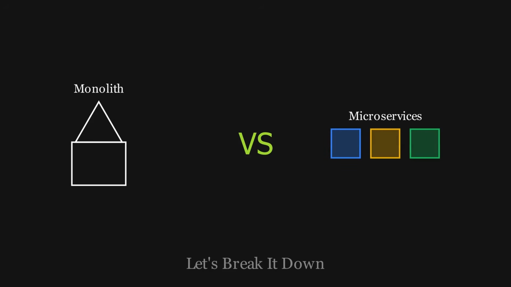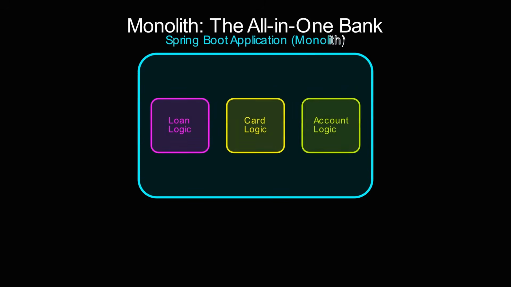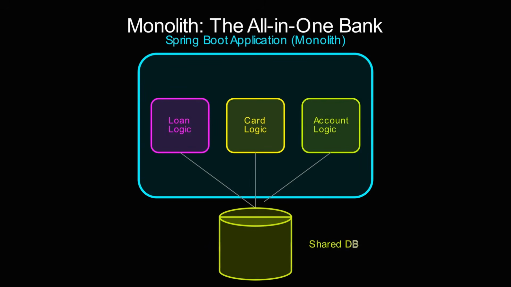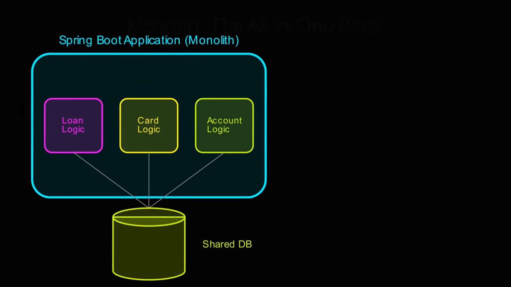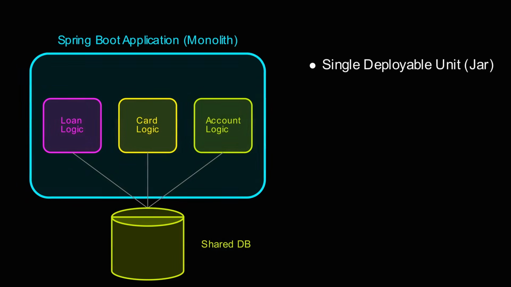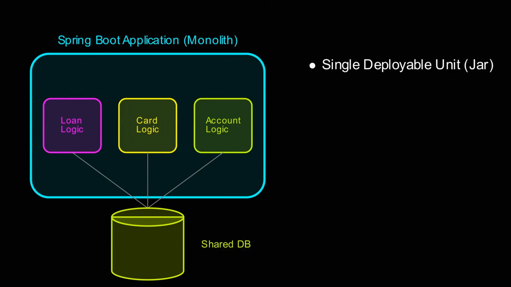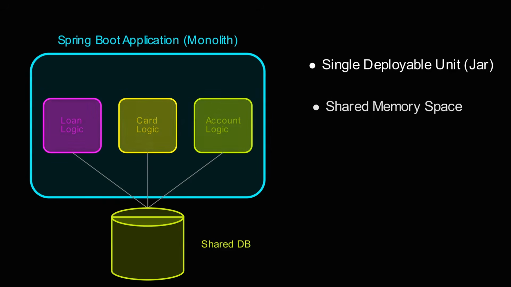Let's break it down. A monolith is like your traditional single-counter bank. Everything happens in one place. Loans, credit cards, accounts, all the processes are connected. Take a look at this architecture. You see this big box? That is your entire application, your Spring Boot jar file. Inside, you have the loan logic, the credit card logic, and the account logic all sitting together in the same memory space. They all talk to this one single shared database.